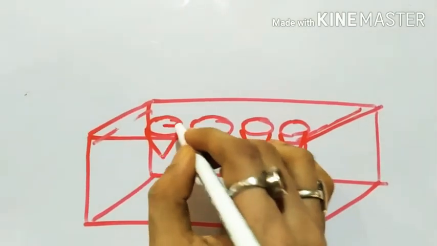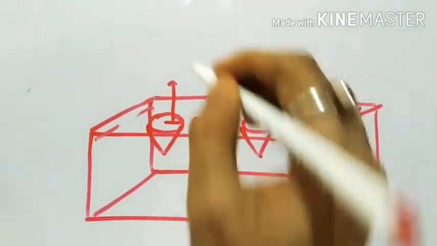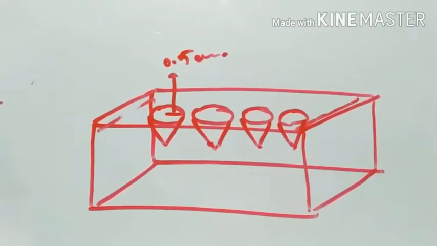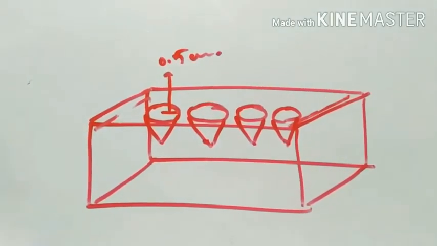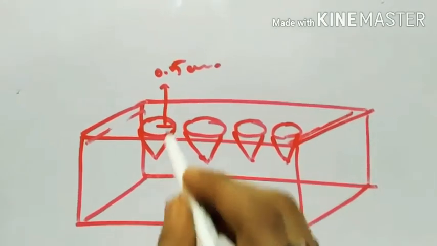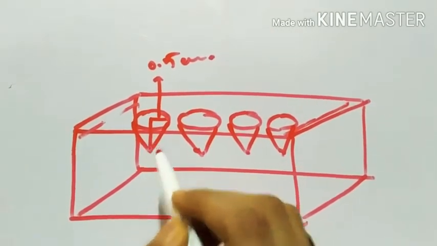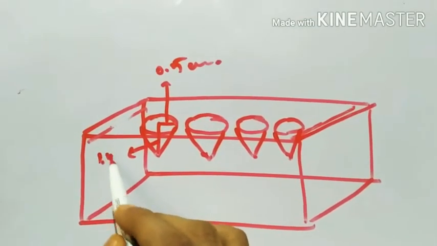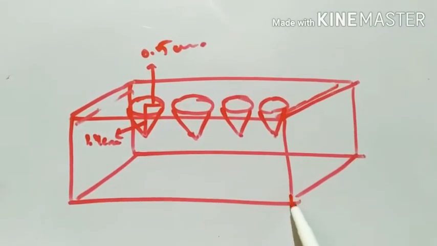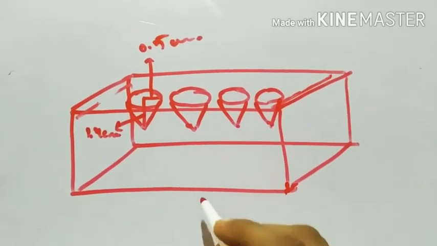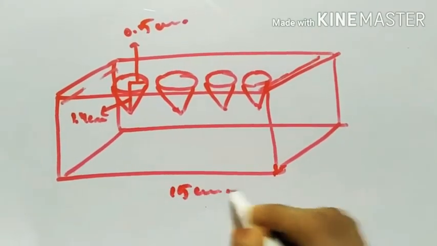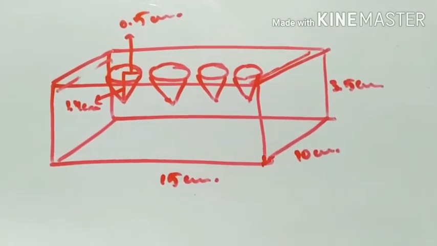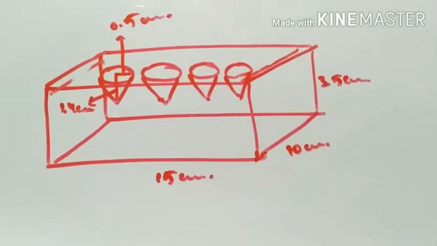Radius of each of the depressions is given as 0.5 centimeter, and depth, that is the height of the cone, is given as 1.4 centimeter. The dimensions of this cuboid are: length is 15 centimeter, breadth is 10 centimeter, and height is 3.5 centimeter. Find the volume of the entire stand.